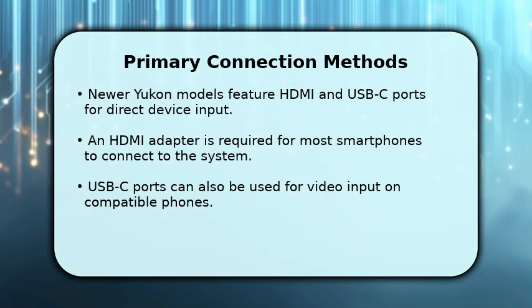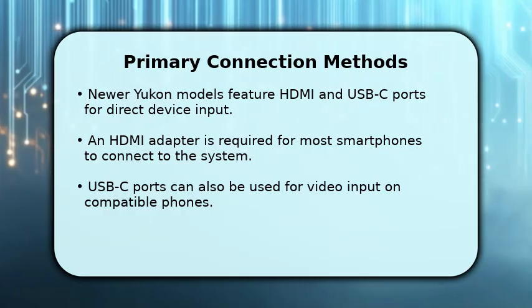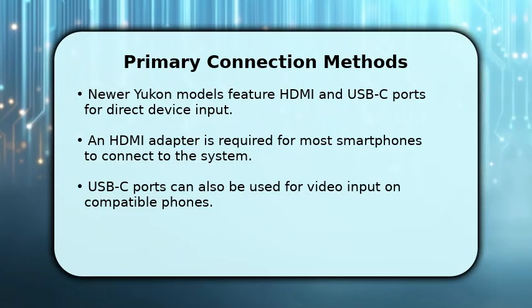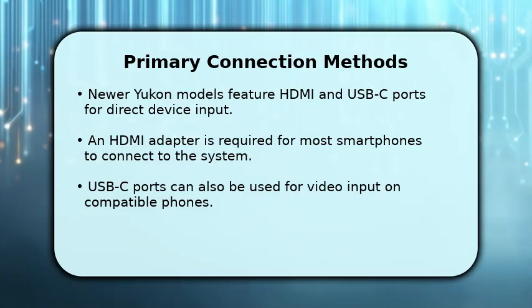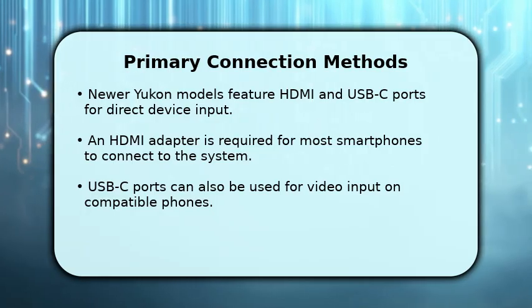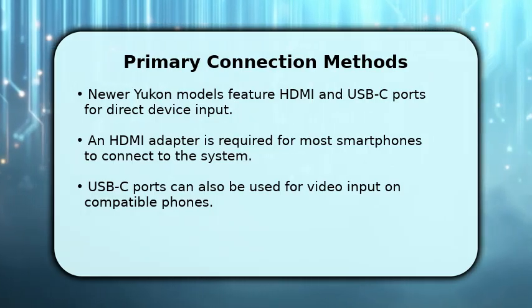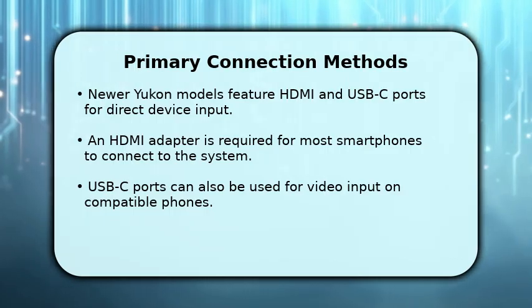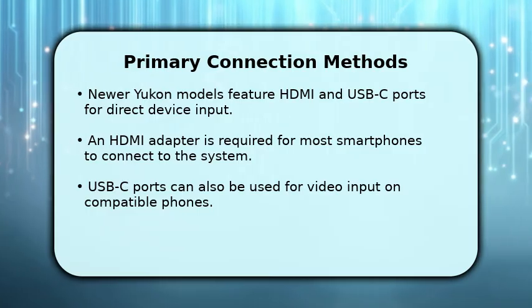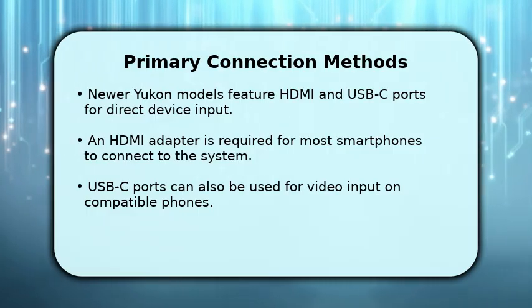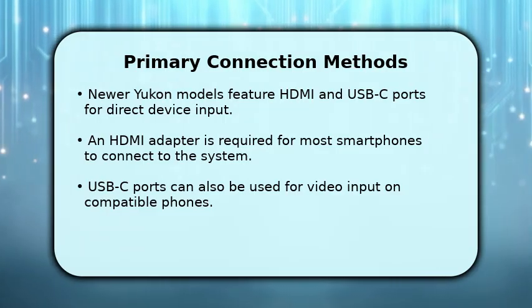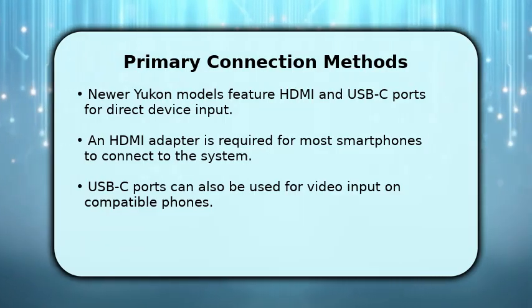The primary way to connect your phone for video display is through the available HDMI ports. Many GMC Yukon models include one or two HDMI inputs, often found in the rear console or near the screens. For most smartphones, you will need a compatible HDMI adapter, such as a Lightning to HDMI for iPhones or a USB-C to HDMI for many Android devices. Some newer phones with USB-C can also directly connect for video.